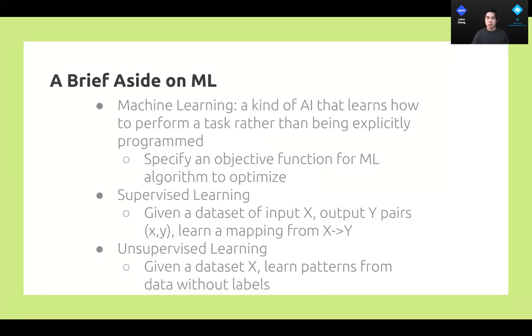There are two main subsets of ML. There's supervised learning, where you're given a bunch of inputs and outputs, and you're trying to map from the inputs to the outputs. And there's also unsupervised learning, where you're given just data and you're trying to learn patterns from that data without labels.